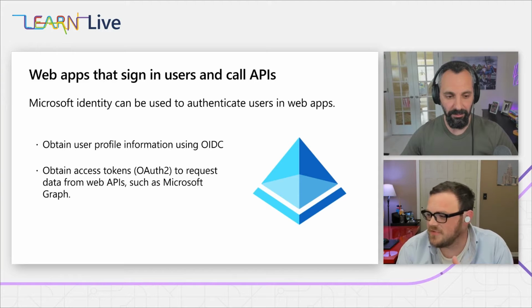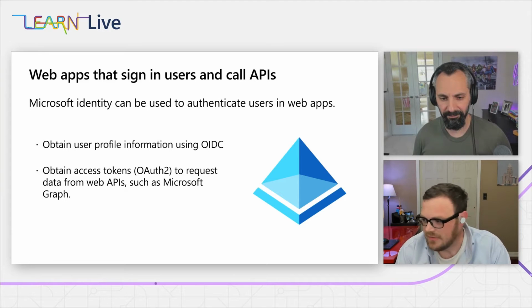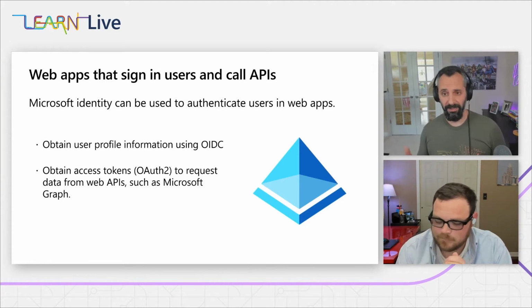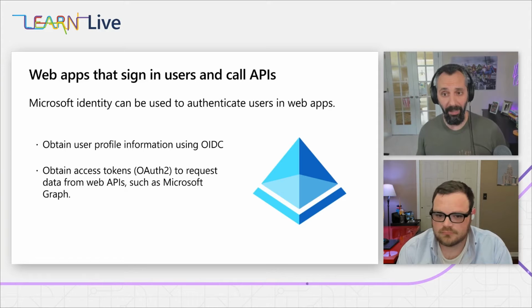So what's the difference between these two in terms of the tokens that you get? How do I know if it's user profile info or if it's something I can use against an API? That's a great question. An ID token is the one that provides the profile information. It can only be used to tell the application who you are once you sign in. I cannot do anything else with that.